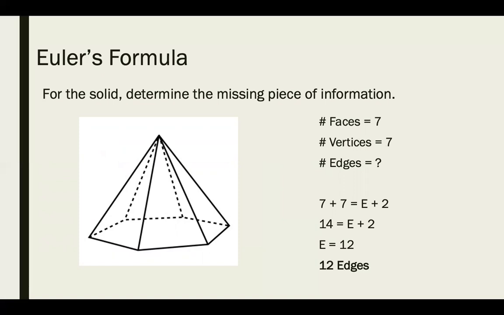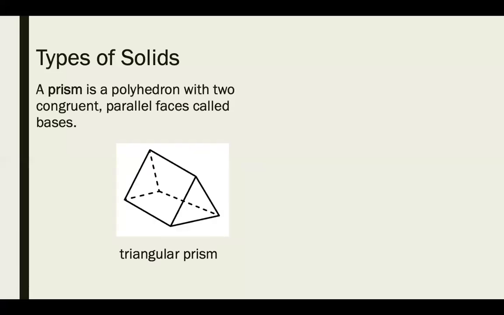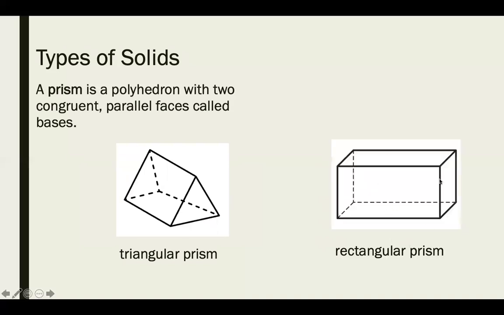All right, and the last thing we're going to do is just talk a little bit about the different types of solids that we can have. So one of them is called a prism. So a prism is just a polyhedron with 2 congruent parallel faces called bases. So this would be a triangular prism. This is a rectangular prism, just kind of a box. And so all of the sides are going to be polygons. We have 2 congruent polygons, and then they're connected by rectangles like this.